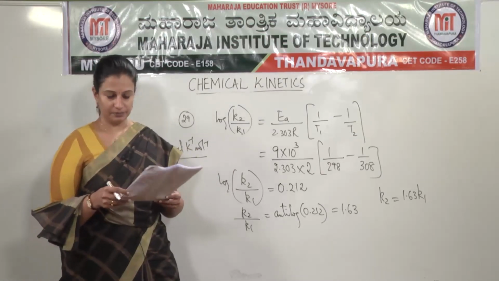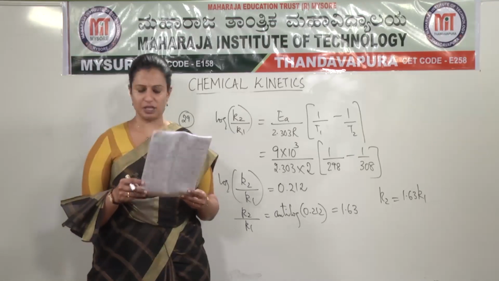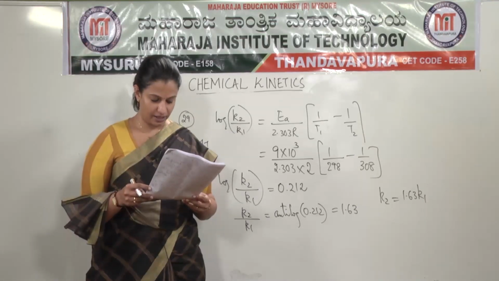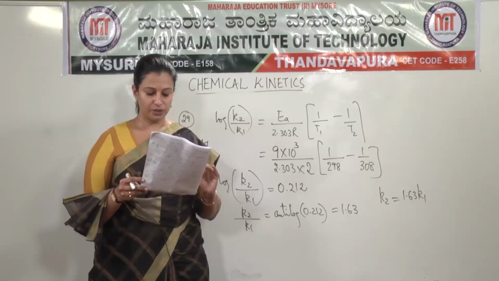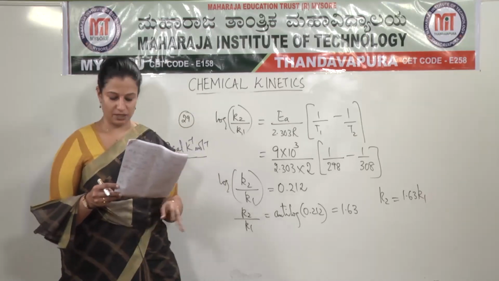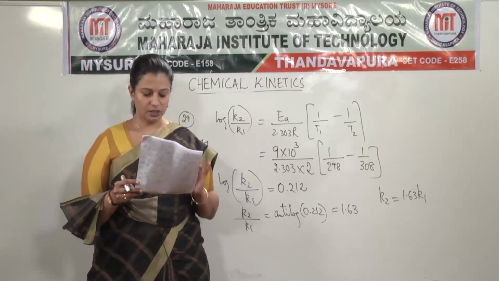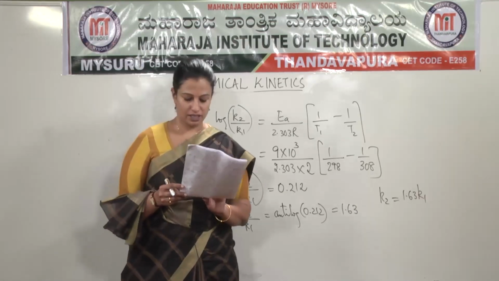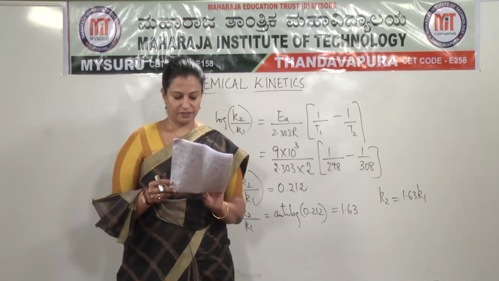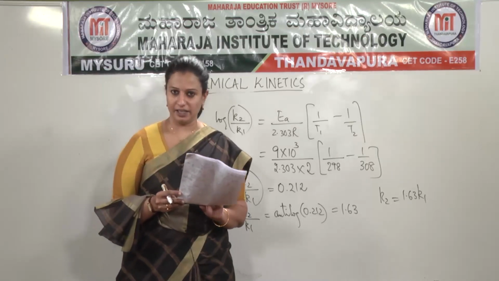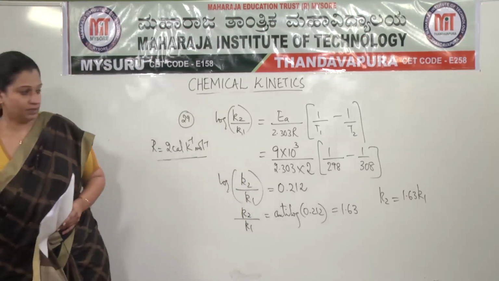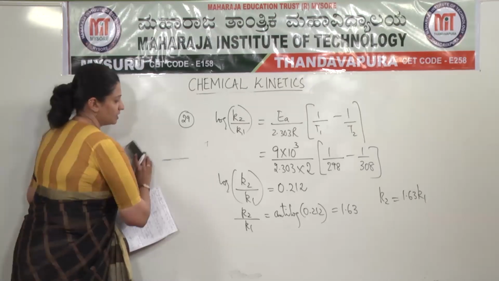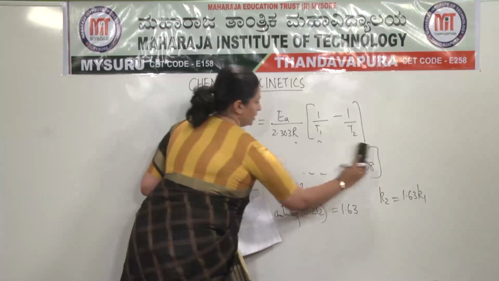And the last question, the 30th question. For a reaction, activation energy is equal to 0 and the rate constant K is equal to 3.2 into 10 to the power 6 second inverse at 300 Kelvin. What is the value of rate constant at 310 Kelvin? That's the last question. Same equation again, the Arrhenius equation. So question number 30, Arrhenius equation.